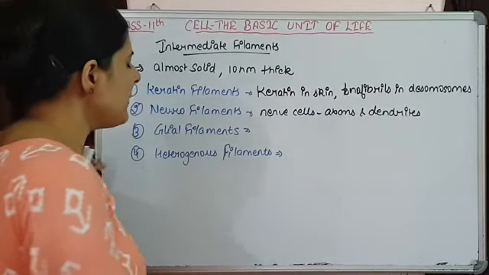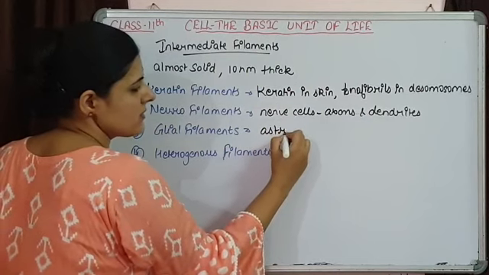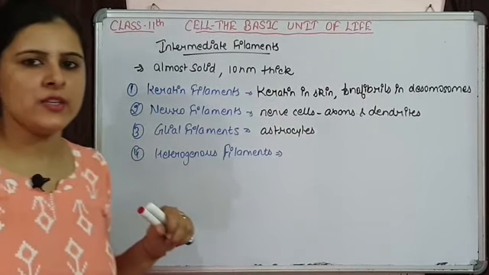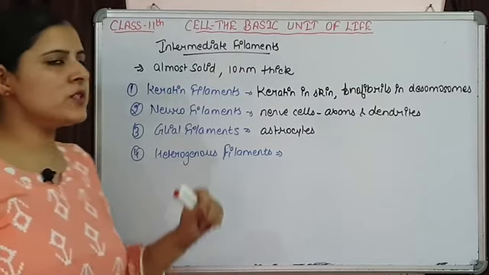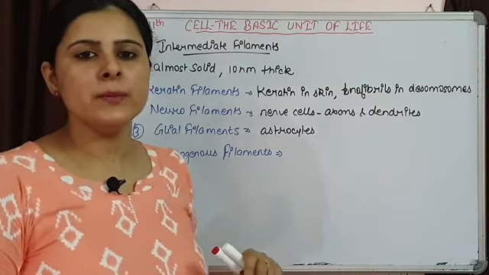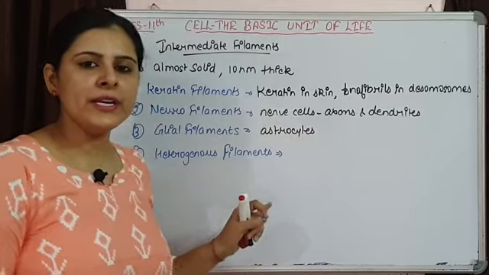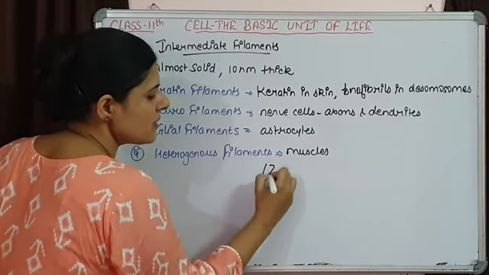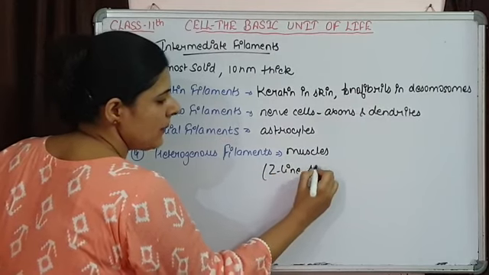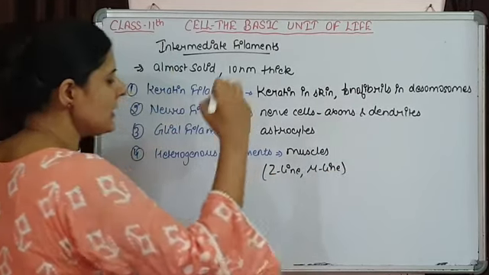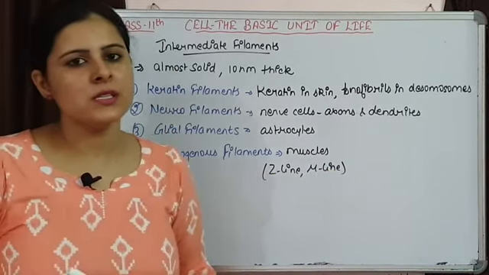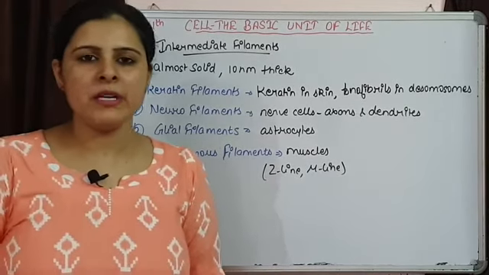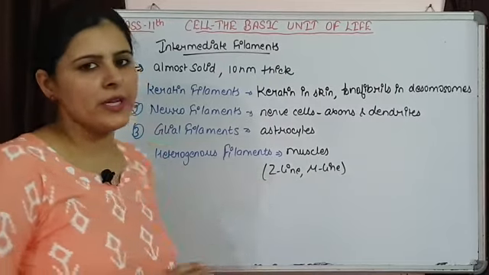The glial filaments are present in astrocytes. These are the intermediate filaments that are present in astrocytes. And the heterogeneous filaments are present in muscles. Like in muscles we discussed about the Z line and M line, these have heterogeneous filaments. So these are some examples of intermediate filaments present in different body parts.